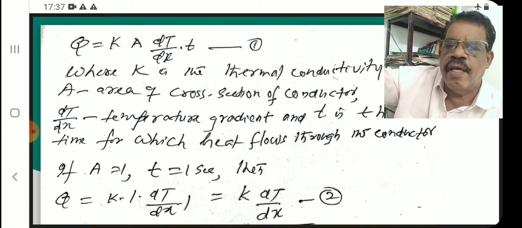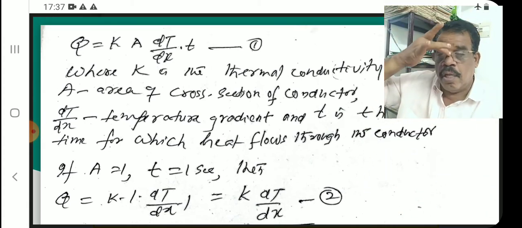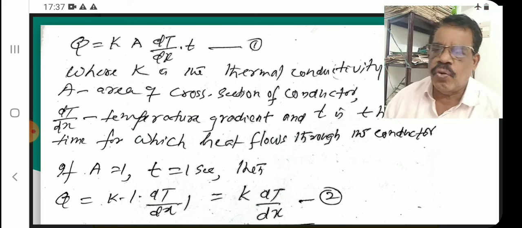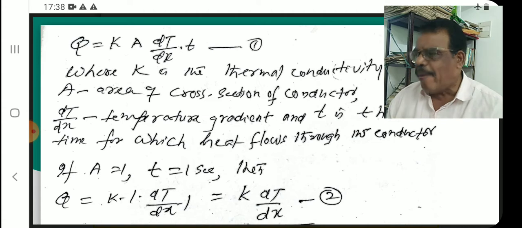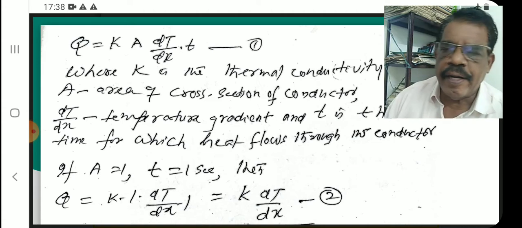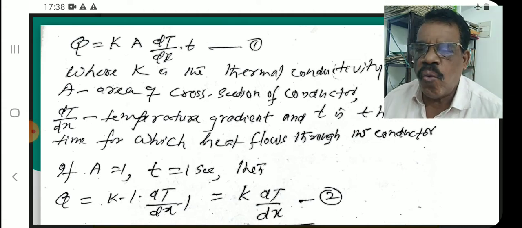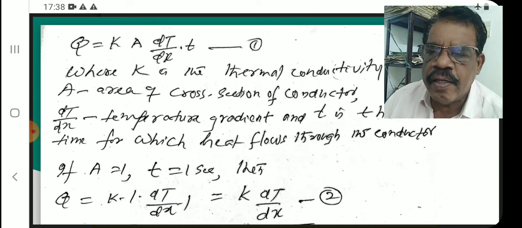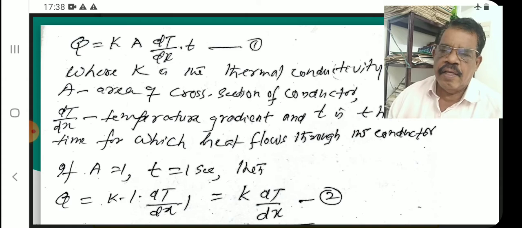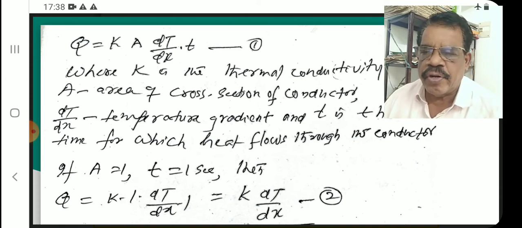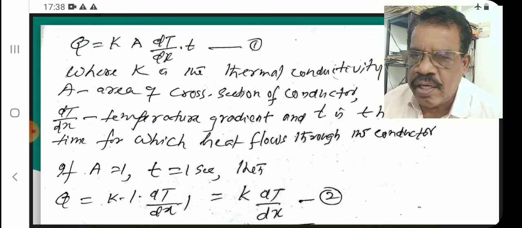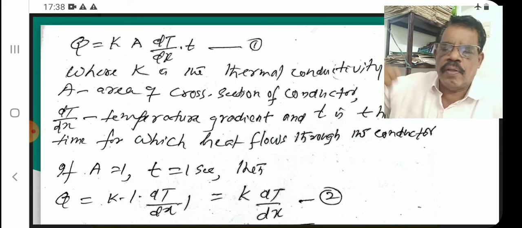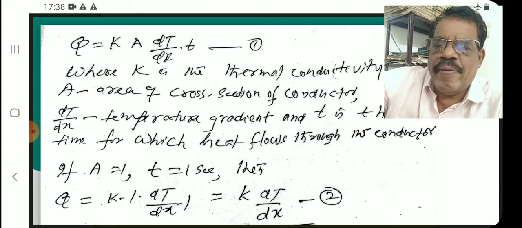And this relation is a very basic relation, and you have seen it several times. In heat conduction, K is called the coefficient of thermal conductivity, or simply thermal conductivity. If A is 1 and t is 1, then Q is K into 1 into dT by dx into 1, equal to K into dT by dx. That is an important equation for a conductor of unit area of cross section, and we say Q is the rate of flow, the amount of heat flowing per second.